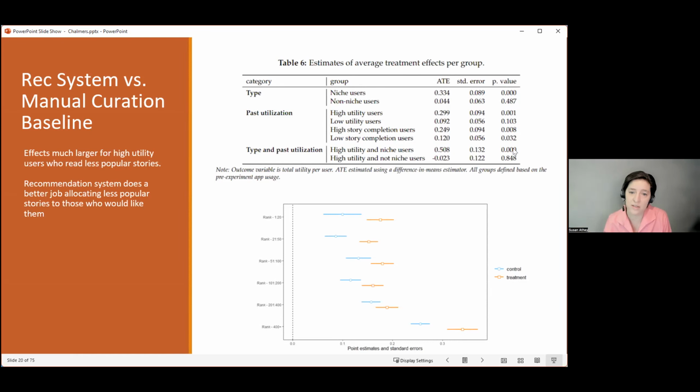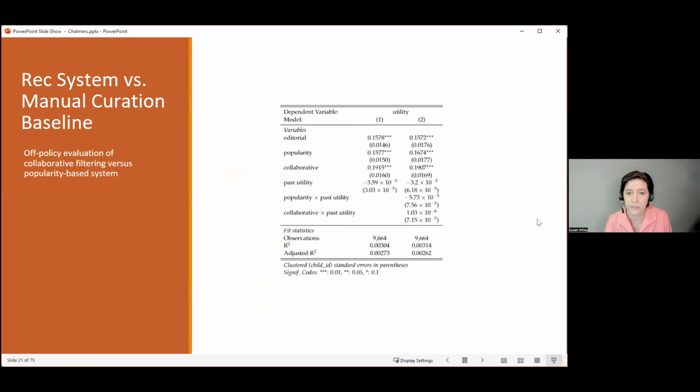And so that's where we find the biggest effect. At the bottom, we break things out by the story's prior popularity, and we find that the impact is largest for these rare stories. The control was also showing rare stories sometimes, the human curated, but the algorithm is much better at targeting rare stories to people who would actually like them, although there are effects all up and down the distribution.